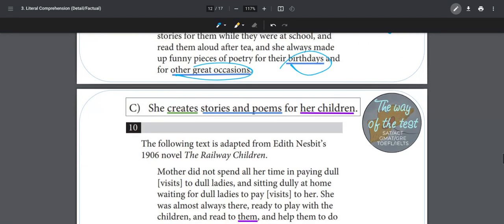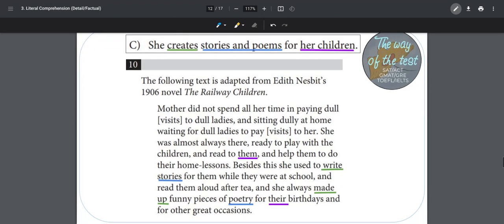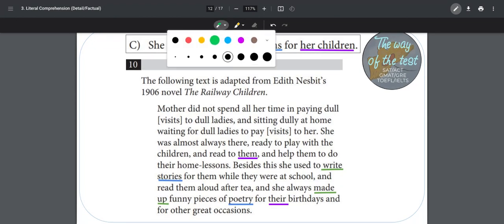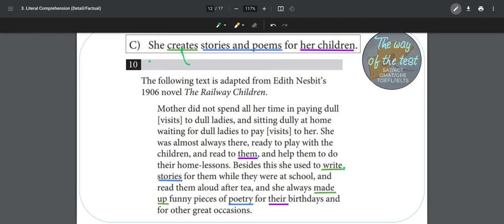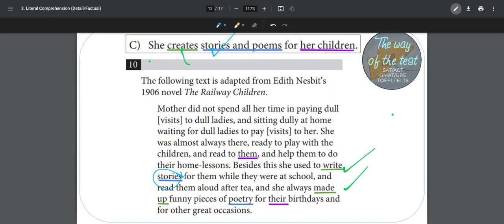Now I'm going to analyze letter C. She creates stories and poems for her children. Okay, create. We're going to focus on the verb. She creates. Okay, create is going to be she writes, and she makes. Okay, what is the thing that she writes? Oh, she writes stories, so stories is here. And she writes poems, poems is here.